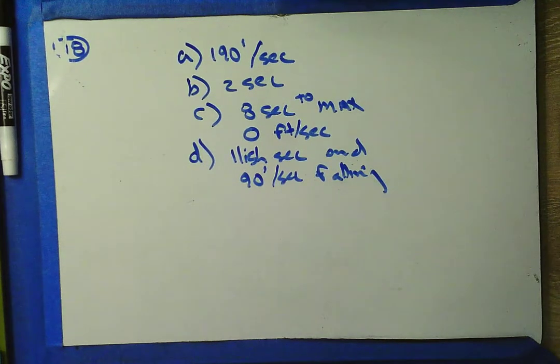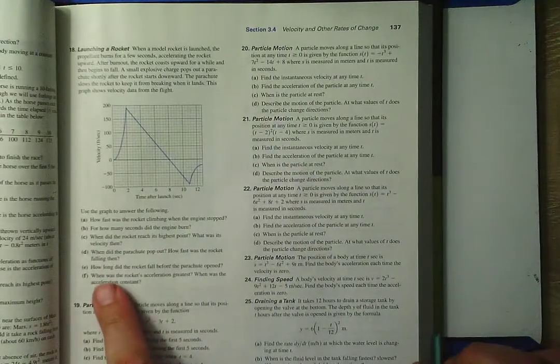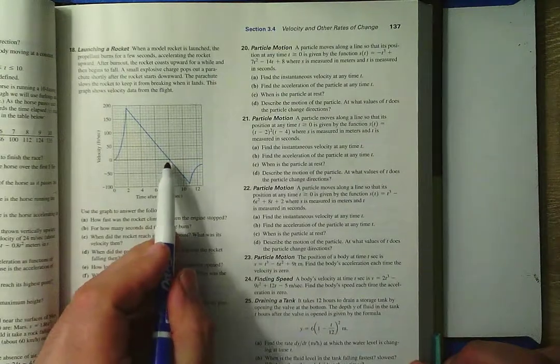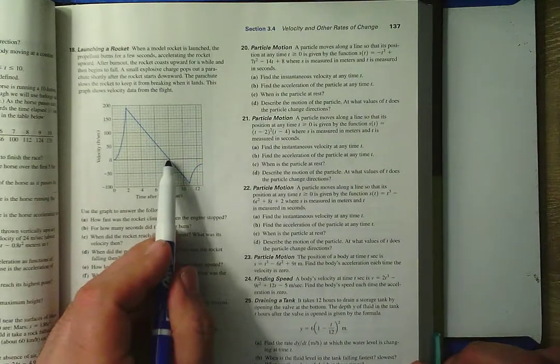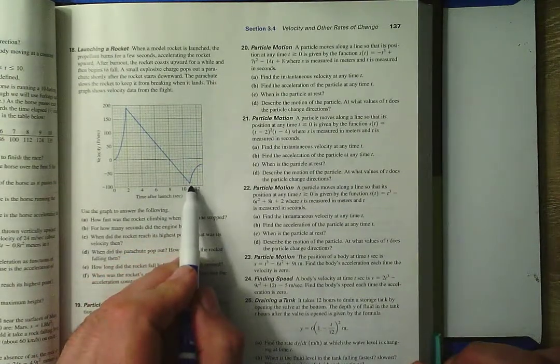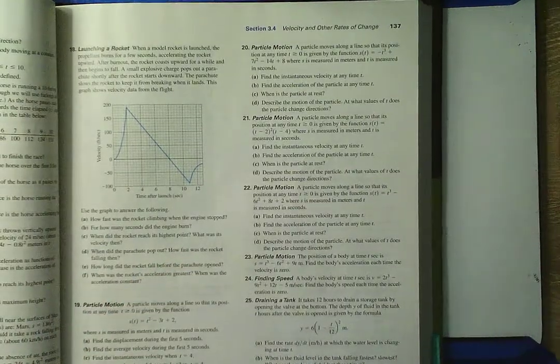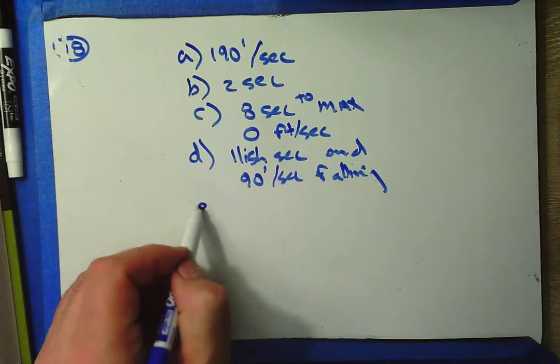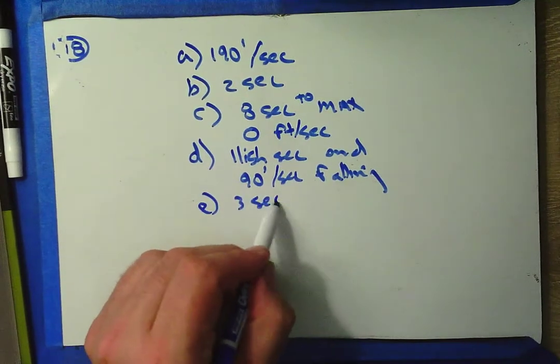Okay, E. How long did the rocket fall before the parachute? Wait, I thought we just did that one. What was D? When did the parachute? Oh, no, wait. How long did the rocket fall before the parachute opened? So the rocket reached its maximum height at 8, and the parachute opened up around 11. So I'm going to say that the rocket fell for 3 seconds. E, 3 seconds.